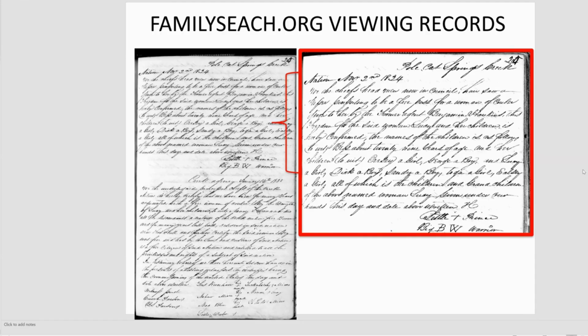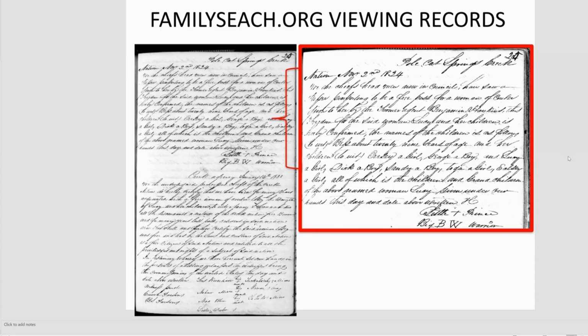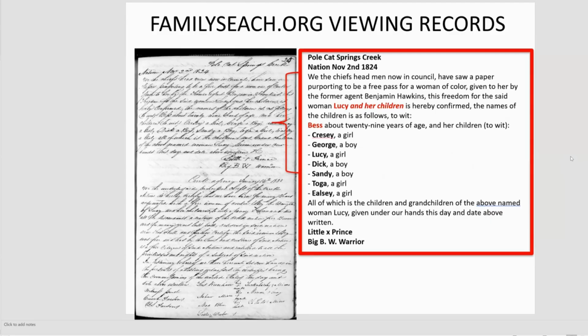And so when I started this Macon County journey with this book, I started seeing things like, what is this Polecat Springs Creek? That's not a body of water. What is that? And so I was like, what am I looking at? So this is what it said.